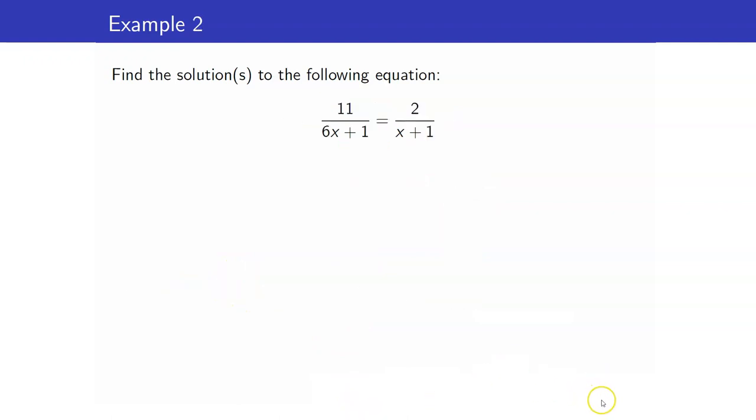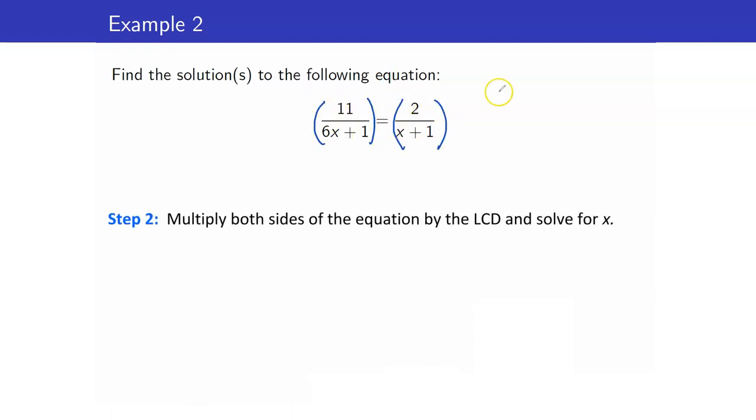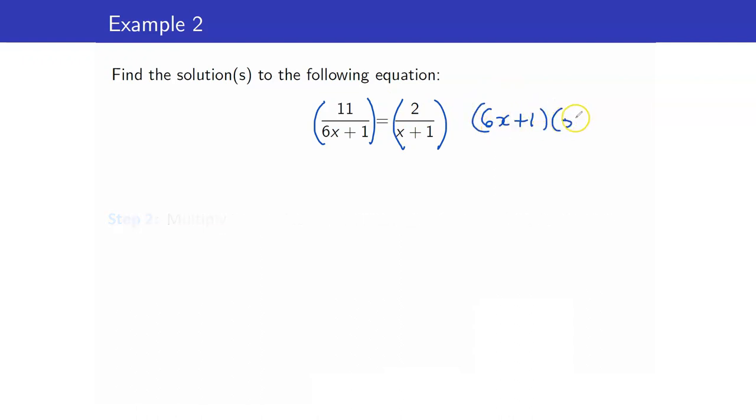Let's go to another example. We have 11 over 6x plus 1 is equal to 2 over x plus 1. First step, factor the denominators, but in this case, this can no longer be factored. And then we get the LCD. What is the LCD? They have nothing in common, so it's just the product 6x plus 1 times x plus 1.